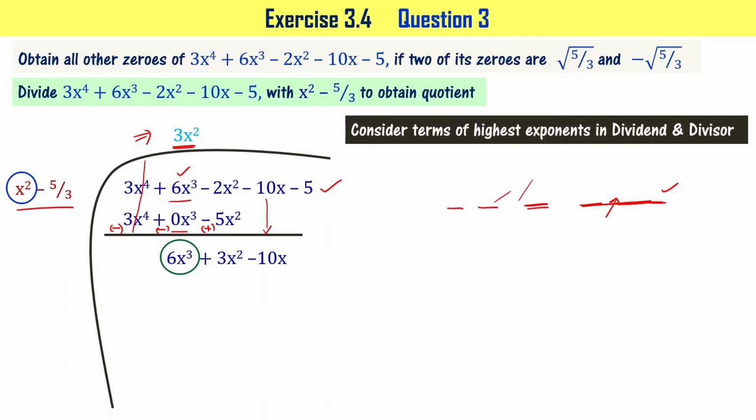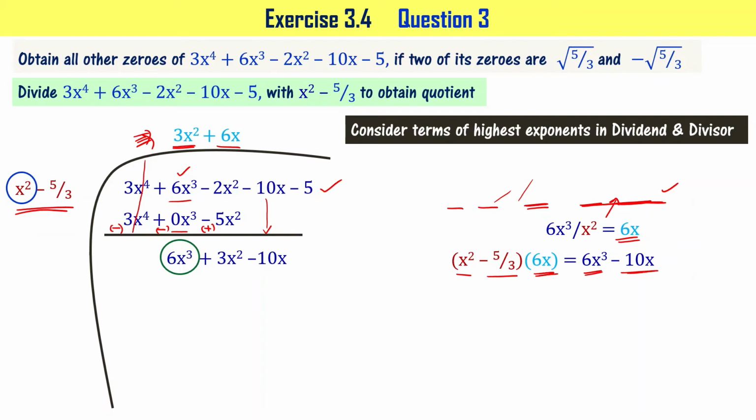Now let me divide 6x^3 by x^2. When I do that, I get 6x as the answer. That has to be now added to the quotient written here. So plus 6x. Let me now multiply the divisor with plus 6x. When I do that, x^2 times 6x is 6x^3, right? Minus 5/3 times 6x is going to be minus 10x. The reason is that this 3 cancels 6 twice, right? So minus 5 times 2x is minus 10x.